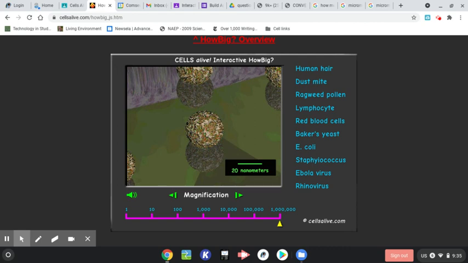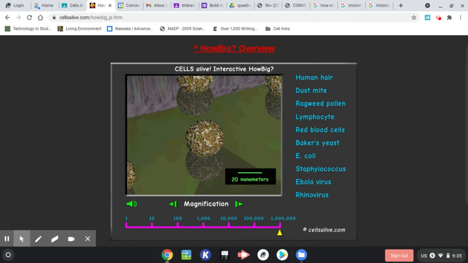So just to give you relative sizes and an understanding of how this animation worked, and to give you a better understanding of how things are in relation to one another in the microscopic world.